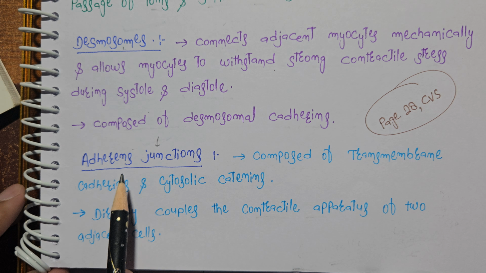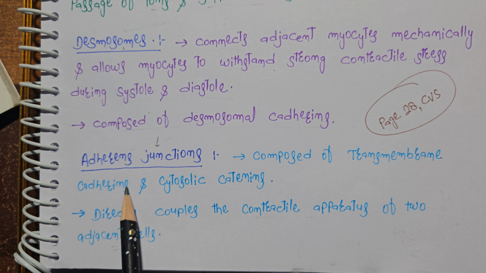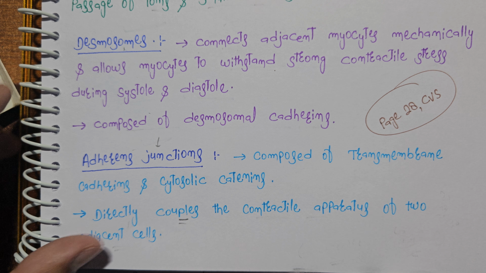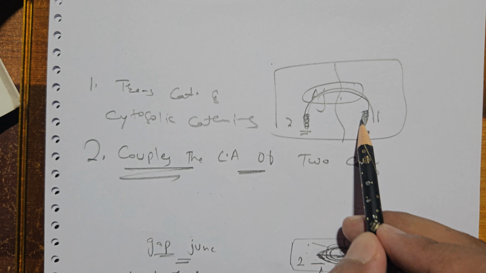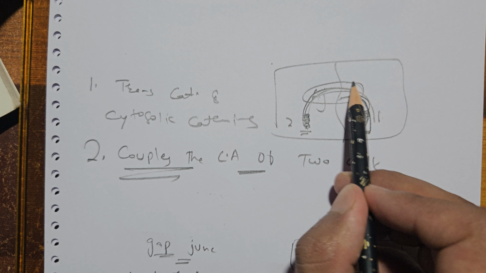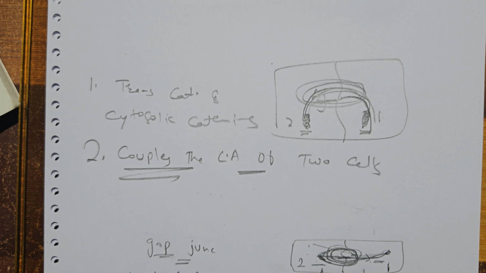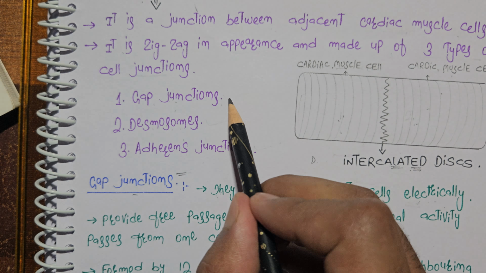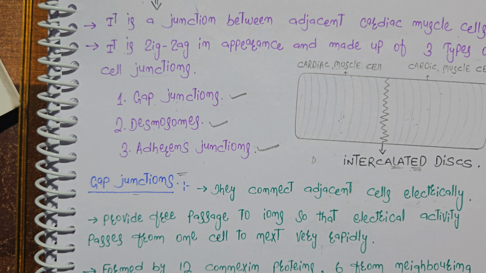Now the theory part: adherent junctions are composed of transmembrane cadherins and cytosolic catenins, and they directly couple. What do you mean by coupling? They add together. Clearly, the contractile apparatus of two cells that we saw here, this is the contractile apparatus of one cell, and this is the contractile apparatus of the other cell. They are added together with the help of these adherent junctions. So these were the three junctional complexes: gap junctions, desmosomes, and adherent junctions.